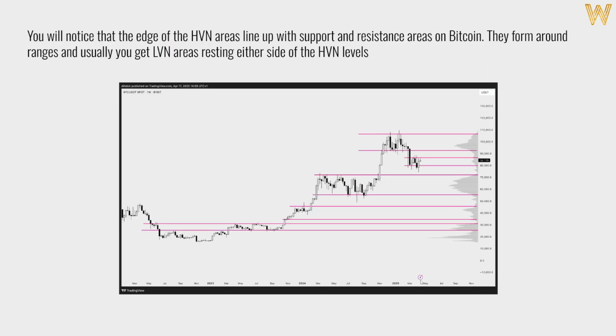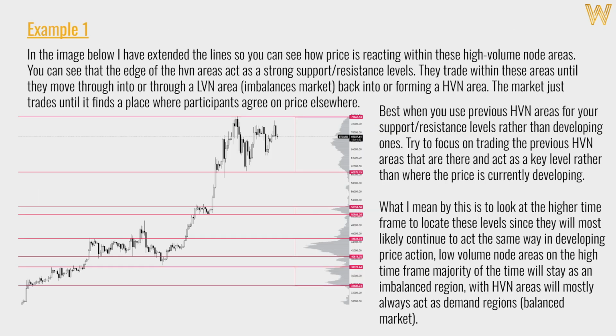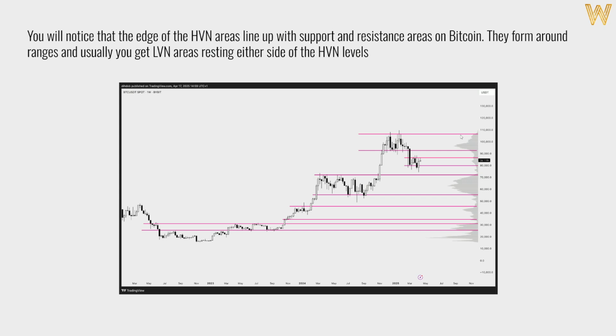So back to what I was saying about using these high volume node areas as support and resistance. We can see that the support and resistance areas match up with price and the high volume node area. So this high volume node edge on BTC is clearly resistance, and equally the high volume node edge here is support. And we can see that around price action, we have that confluence from the high volume node.